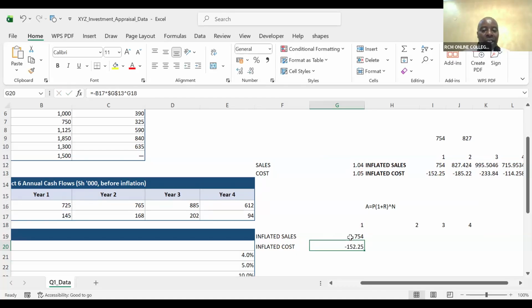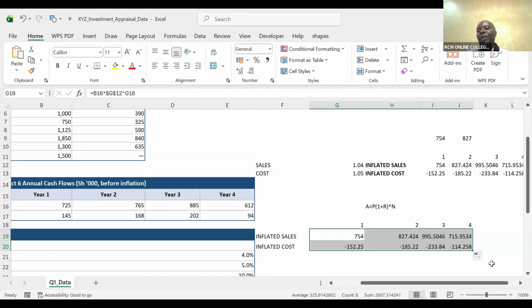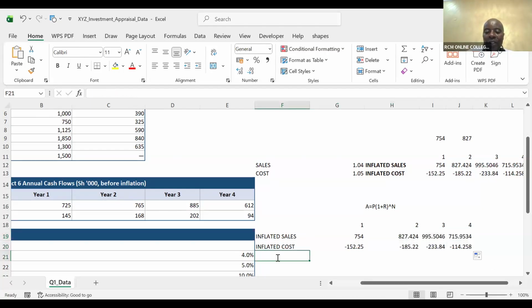So then once you have that, now you can come here, highlight the two cells, and then autofill to the right, up to number 4, like that. So you can see we have everything perfectly done. Now what you need to do is to come here and give us our profits. And these profits here will be our cash flows. Why? Because in this question, we don't have any tax. Remember what we said. In the absence of taxation, your profits will be equal to cash flow.